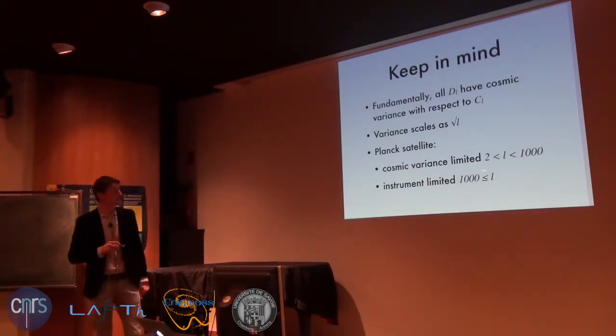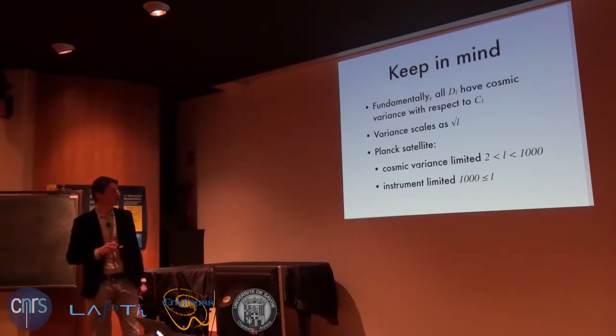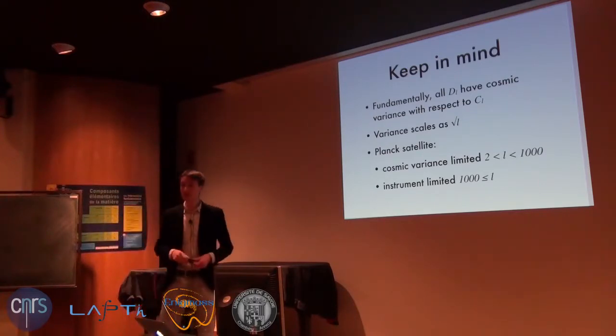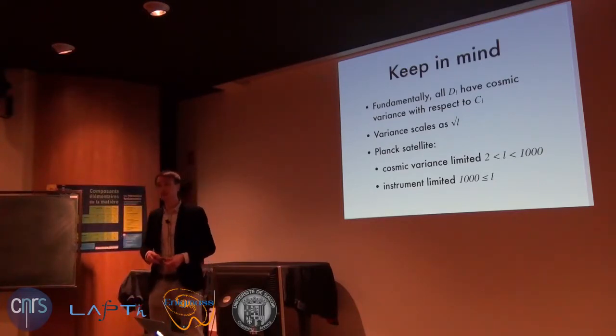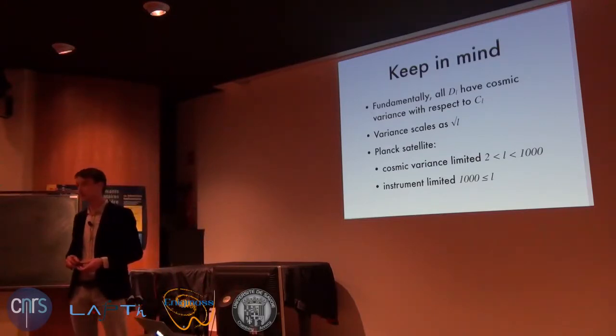So for the Planck satellite, which has a very accurate measurement of the cosmic microwave background, the instrumental noise is smaller than the cosmic variance on CL for all angular momenta lower than 1000. And everything above angular momentum 1000 is still limited by the noise of the instrument. So there you might actually be able to build a cosmic microwave background experiment that has a smaller instrumental noise than the Planck satellite. So there you may still improve on the cosmic microwave background measurements.